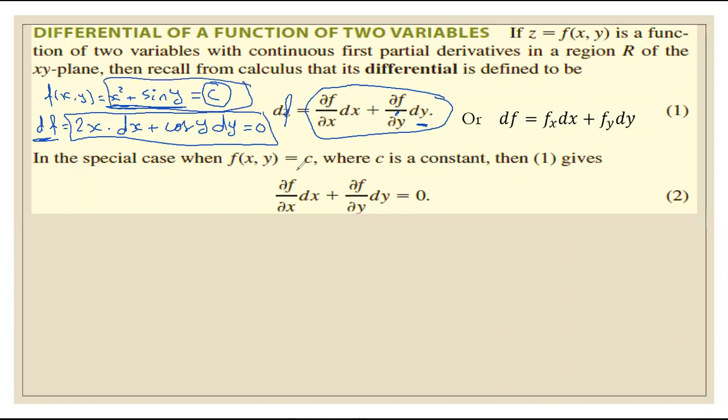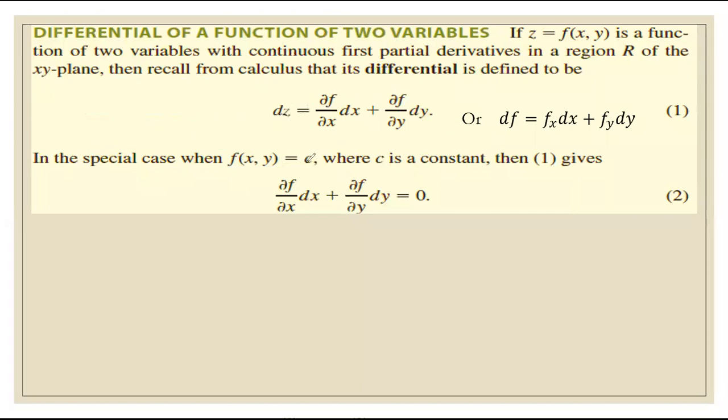Now, in the general case, if I have this f equal to a constant c, and I need to find its differential for both sides, the differential of f equals the differential of c. And the differential of f is given by this formula. So I wrote here the same formula: partial f partial x times dx plus partial f partial y times dy equals 0.